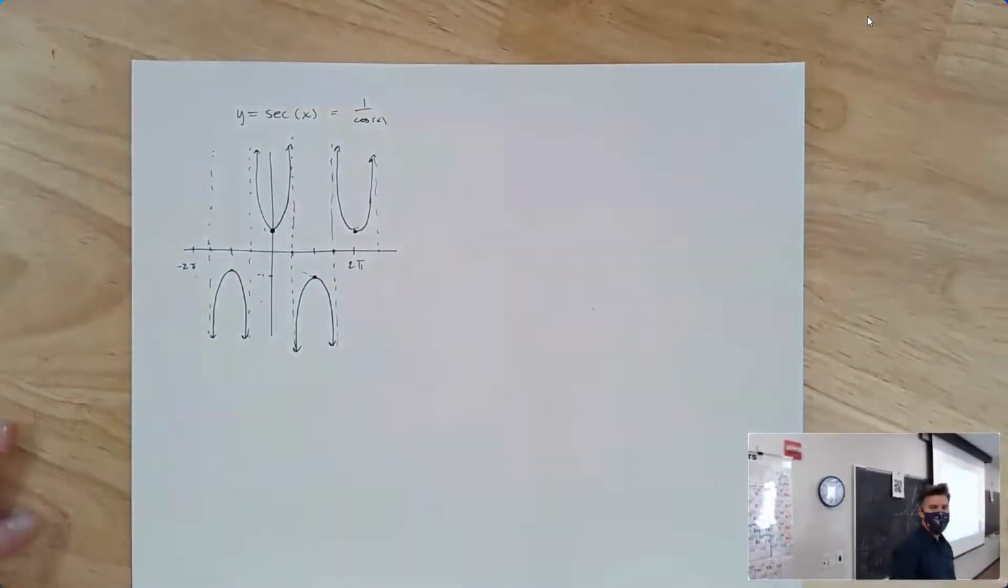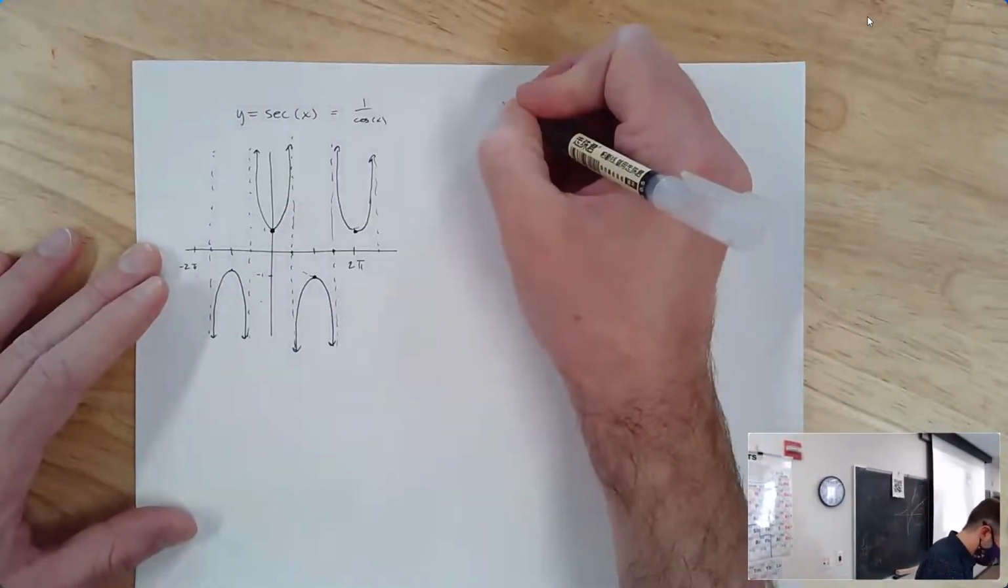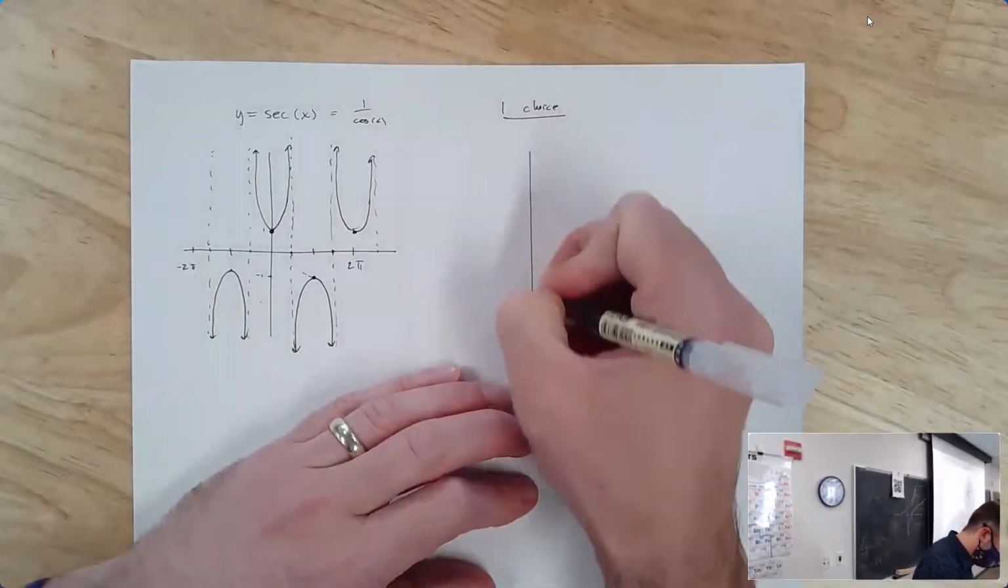Okay, so here's the part that kind of sucks. There isn't agreement in the mathematical world on which section we should pick to take the inverse of. Some people, and I kind of go back and forth, there are good choices for making both. So some people like to pick this section. So one choice is to restrict secant to this section.